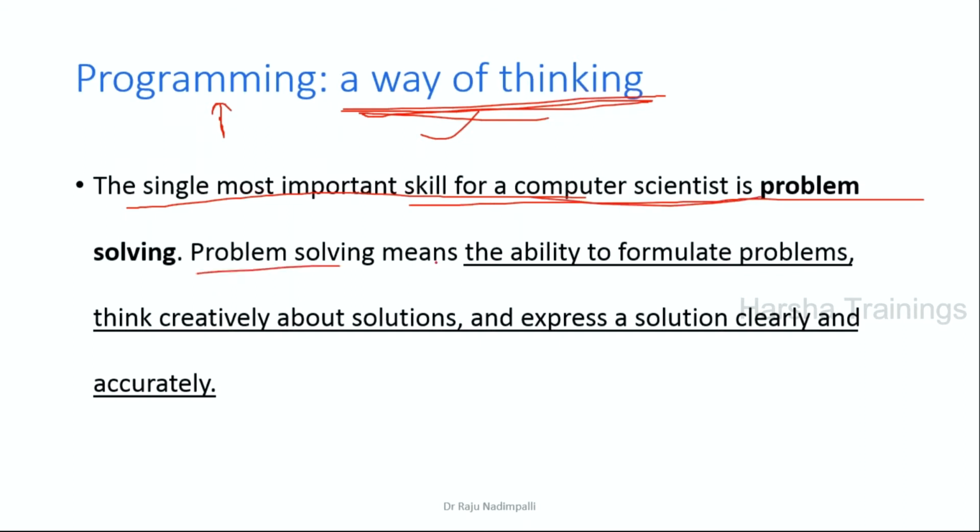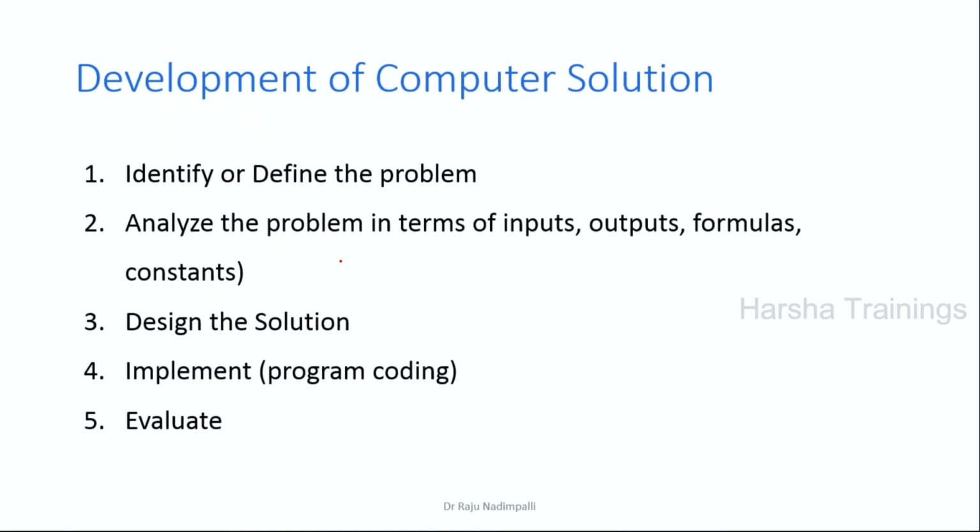In order to solve problems, the programmer needs the ability to formulate a problem, think creatively about the solutions, and express the solutions clearly and accurately. This is the basic skill of problem solving. Now, what are the things the programmer needs? First, he should identify or define a problem. This is the first and foremost thing.